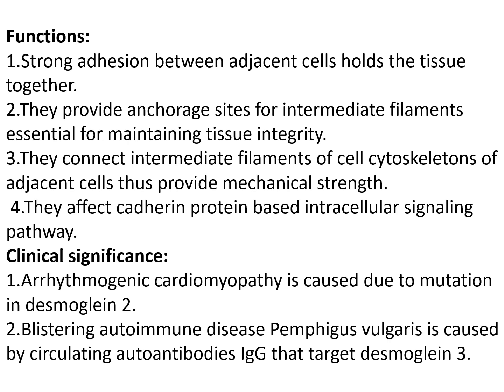Arrhythmogenic cardiomyopathy is caused due to mutation in the desmoglein 2 gene. Also, blistering autoimmune diseases like pemphigus vulgaris are caused by circulating autoantibodies, immunoglobulin G, that target the desmoglein 3 protein.